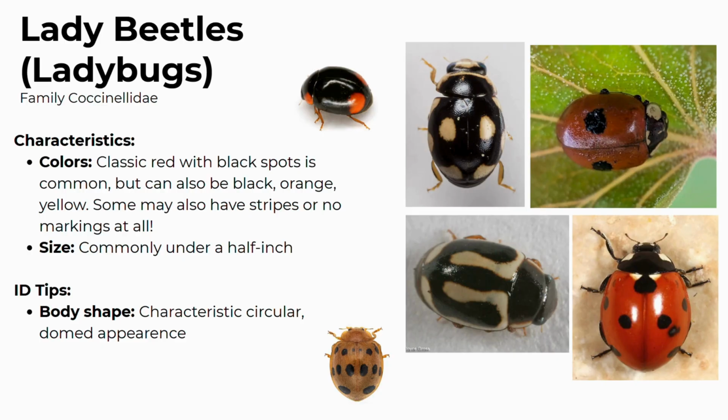Some beetles can be black and white, orange, striped, or even yellow. Some may have no markings at all. The best way to tell if the beetle you're looking at is in the ladybug family while you're in the field is to look for that characteristic domed shape, with their body almost being circular rather than elongated as in some of the other families we've looked at.